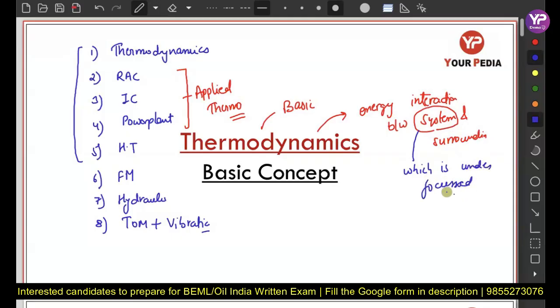Now in thermodynamics, we define different types of system here. We have an open system, closed system, as well as the isolated system. Specifically in the basic thermodynamics, we deal with the closed systems only. Whereas in the case of applied thermodynamics, RAC, IC engine, power plant, we are dealing with the open system here. So the complete analysis of the open system is going to be there in these 3 subjects, whereas the detailed analysis of the closed system is going to be there in the basic thermodynamics, in the subject number 1.